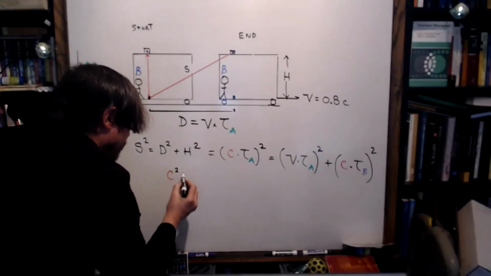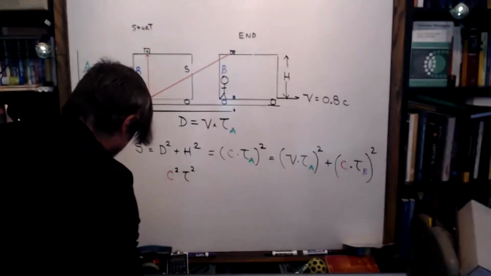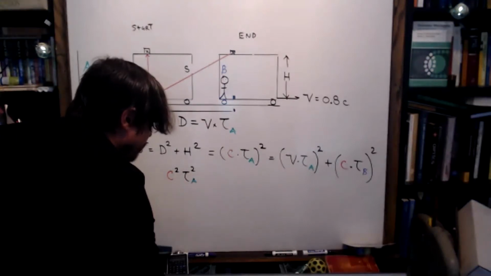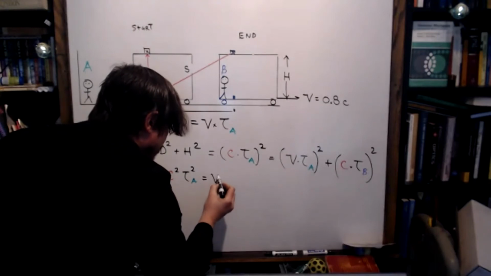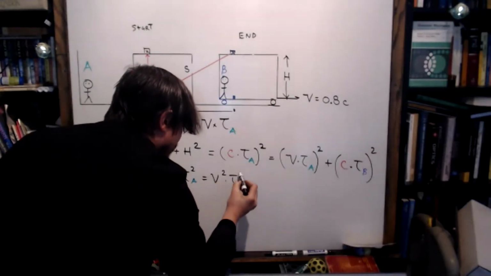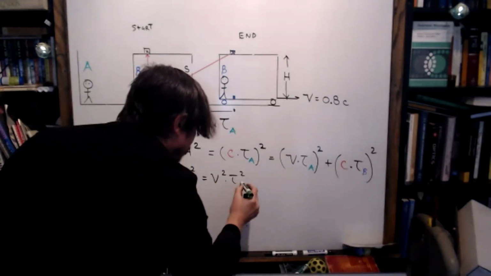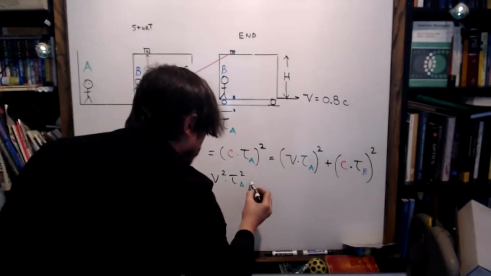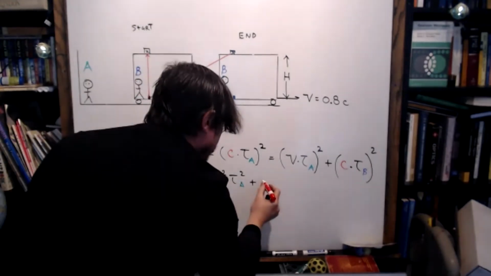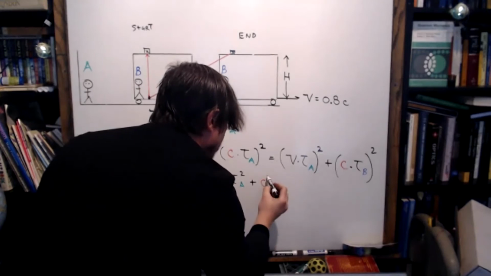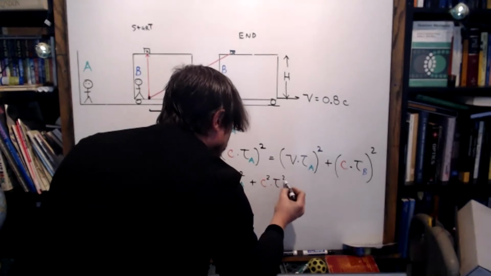C squared TA squared equals V squared TA squared plus C squared TB squared.